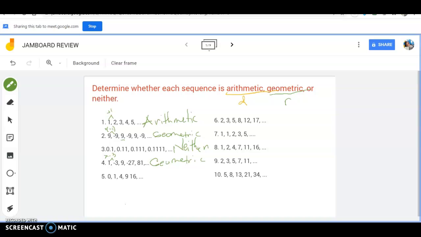Are you sure it's arithmetic? Yes, it's neither. Let's see. If arithmetic, we are subtracting. So 1 minus 0 is still 1. 4 minus 1 is 3. 9 minus 4 is 5. And 16 minus 9 is what?